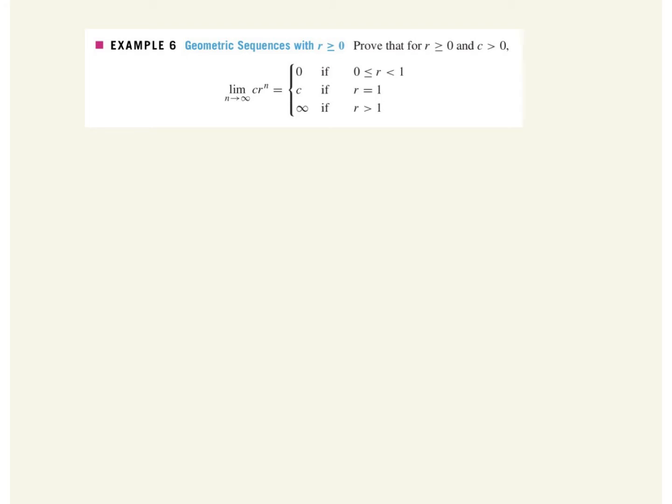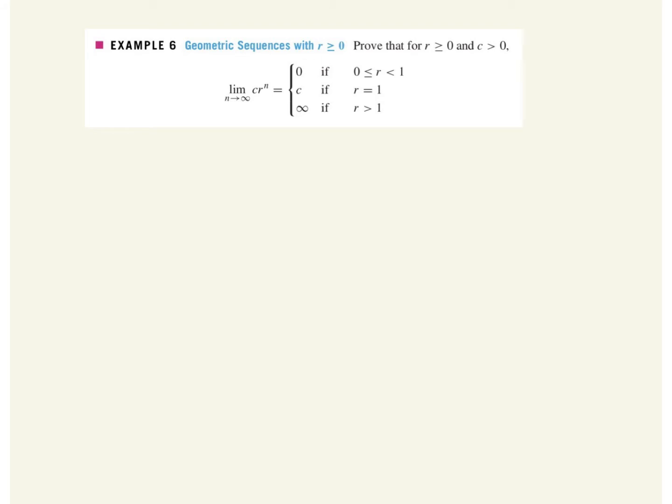Examples 6 and 7 basically prove these to be true. We are making statements based on our geometric series. So this first one is a geometric sequence, not series, where r is greater than or equal to 0. So the base of the exponential or the geometric sequence is positive.